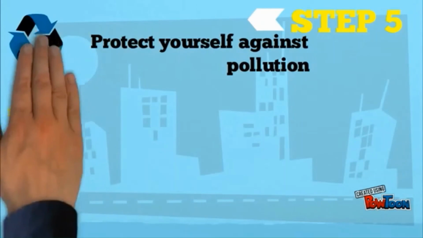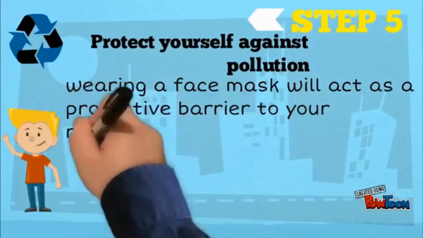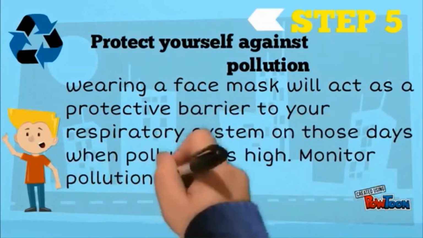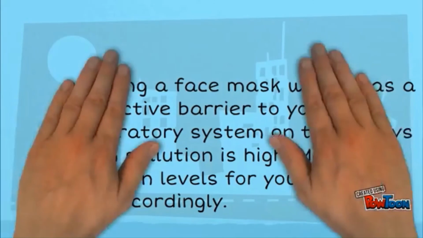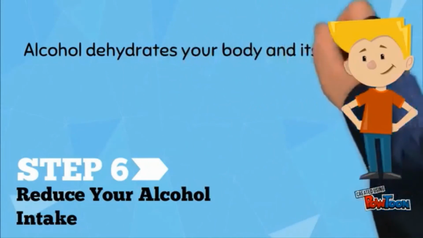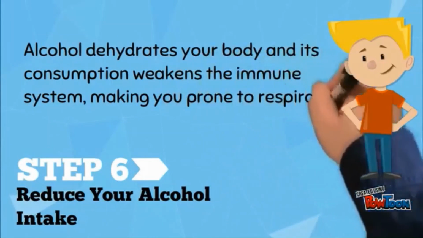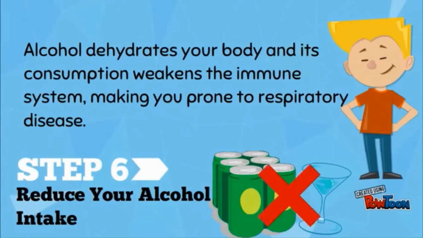Step 5. We have to protect ourselves against pollution. Wearing a face mask will act as a protective barrier to our respiratory system on those days when pollution is high. And we have to monitor pollution levels in our place. Step 6. We have to reduce alcohol intake. Alcohol dehydrates our body and its consumption weakens the immune system, making us prone to respiratory disease.